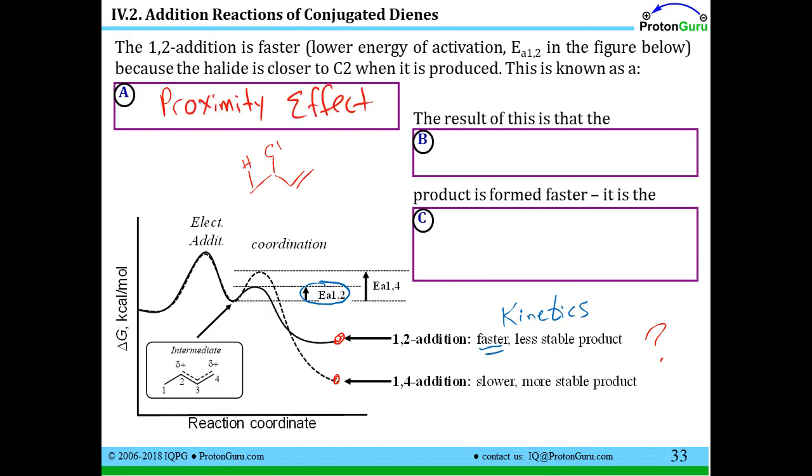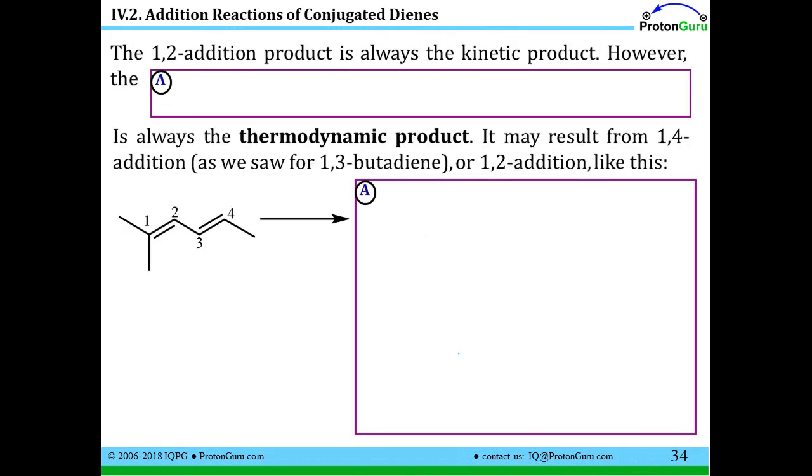It's because of this proximity effect that the 1,2 product, as we call the one where we add something to carbon 1 and 2, is formed faster. It is known as the kinetic product because the term kinetic only refers to how quickly a product is formed, not which of them is more stable. So the 1,2 addition product is always the kinetic product. But the more thermodynamically stable alkene that you can make is always what is called the thermodynamic product. Now, one confusing feature of this is that the thermodynamic product might be the 1,4 addition product, but it might be the 1,2 addition product.